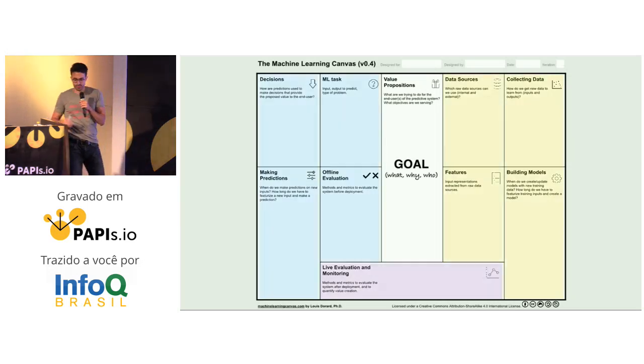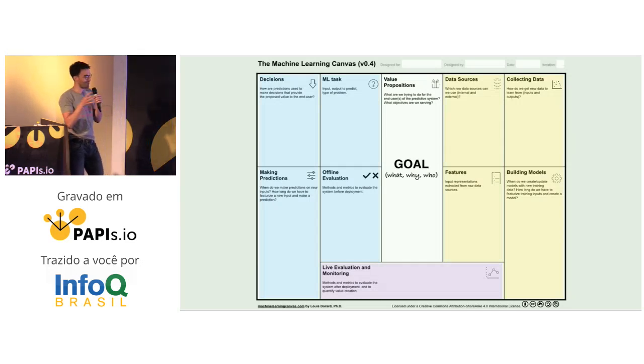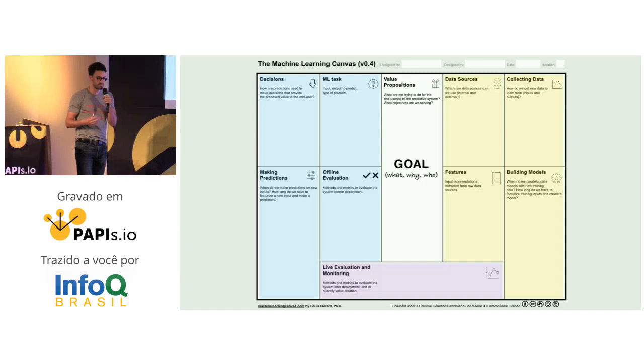So starting at the very center with the goal, what you're trying to do, why you want to do it, and who you want to do it for. I think it's very important to also think about the who, because there's always someone, there's always a user of your system. There's always an end user. And many times, discussions that you have about machine learning applications don't really go forward because it's not clear who the user is, who the value proposition is for. So identify that first.